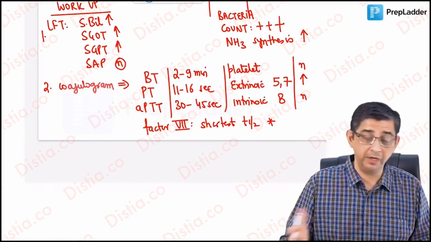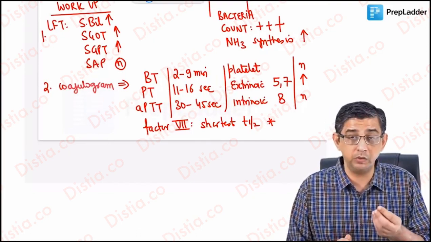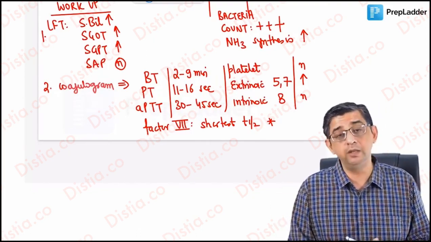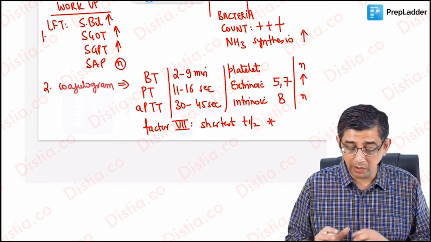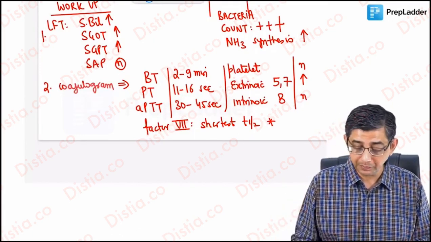Later on, portal hypertension might occur, splenomegaly might occur, hypersplenism might occur, and hypersplenism will contribute to thrombocytopenia also. So even bleeding time will increase. So my message is that coagulogram will always be deranged with special emphasis on prothrombin time.